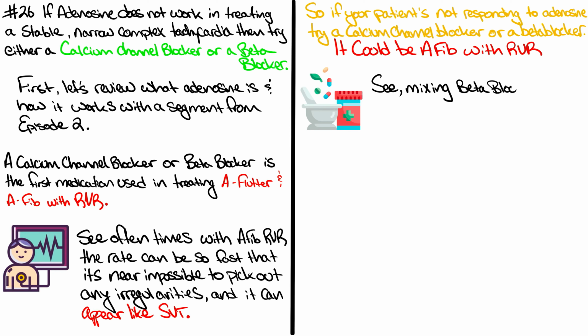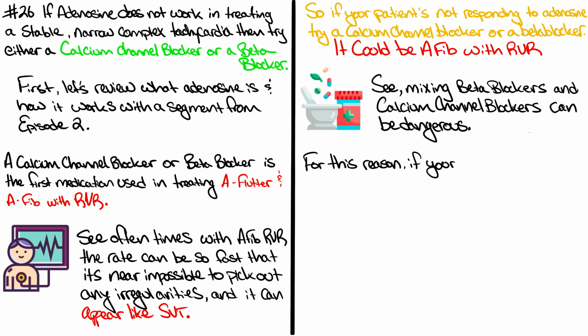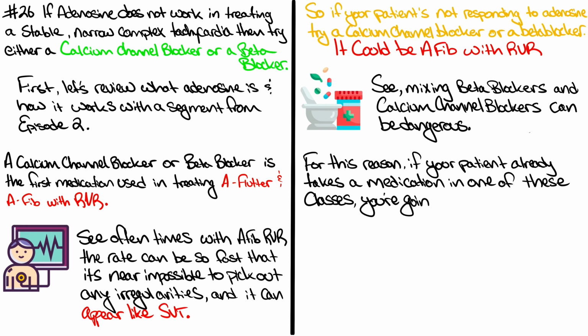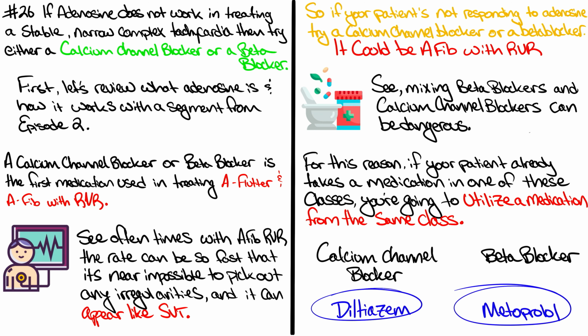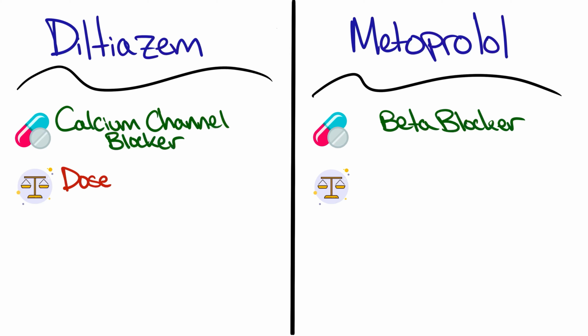However, mixing beta blockers and calcium channel blockers can be really dangerous. For this reason, if your patient already takes a medication in one of these classes, you're going to utilize a medication from the same class. Typically, if you're giving a calcium channel blocker, it's going to be Diazepam, and if you're giving a beta blocker, oftentimes it'll be metoprolol. Your Diazepam dose is going to be 0.25 milligrams per kilogram delivered slowly via an IV.